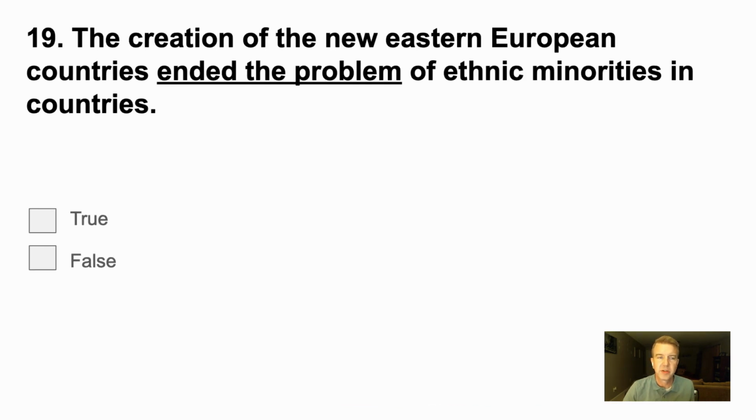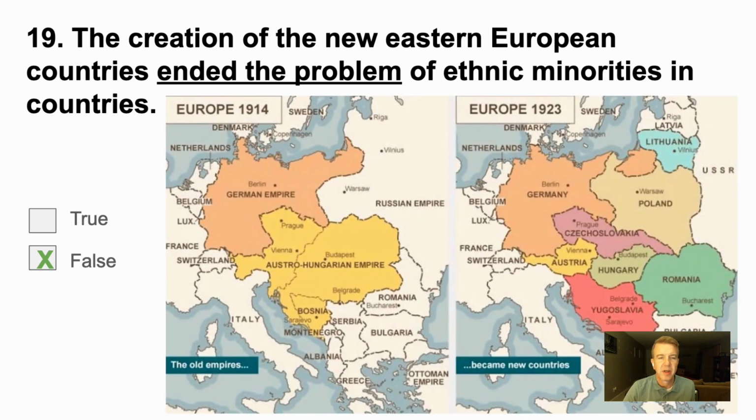The creation of the new Eastern European countries ended the problem of ethnic minorities in countries. That is false. This is Europe again in 1914 before the war. You can see it divided up here. But we still see problems, because we're going to see at the end here how divided Yugoslavia becomes at the end of the war. And Czechoslovakia splits up too.